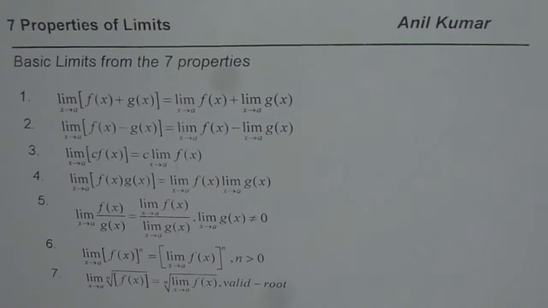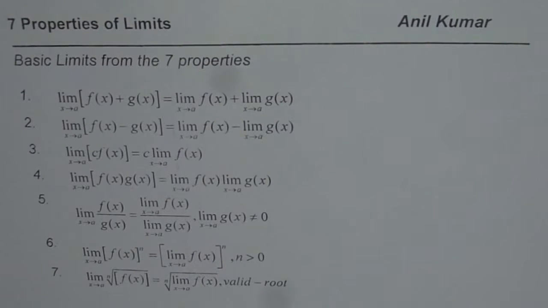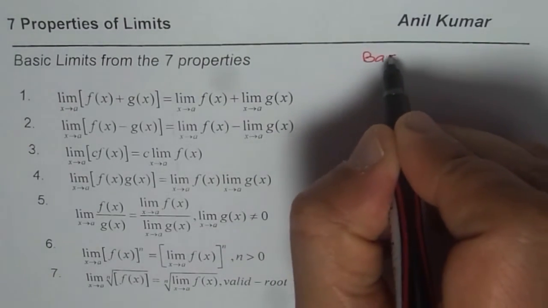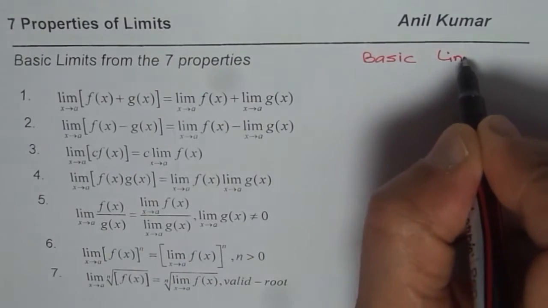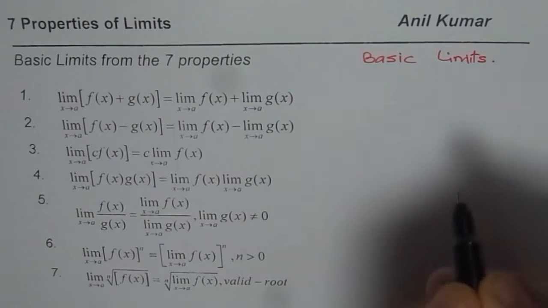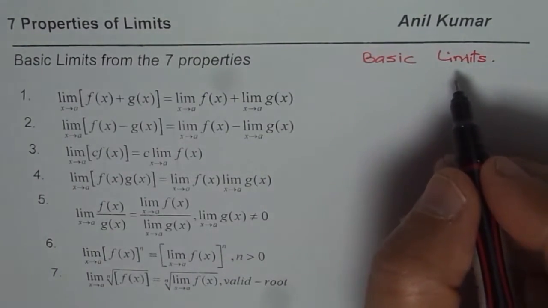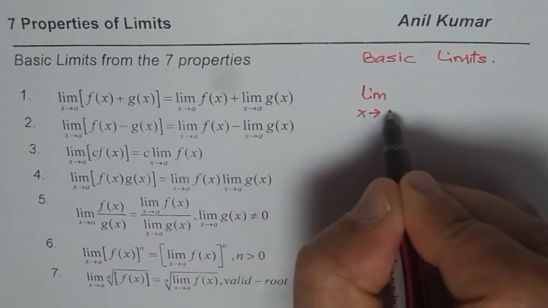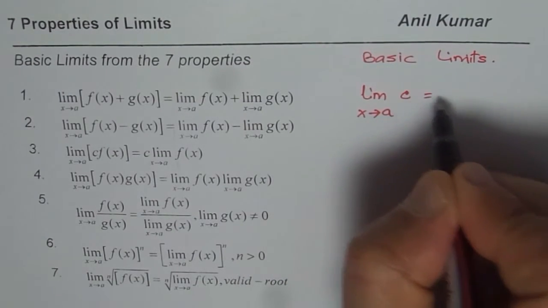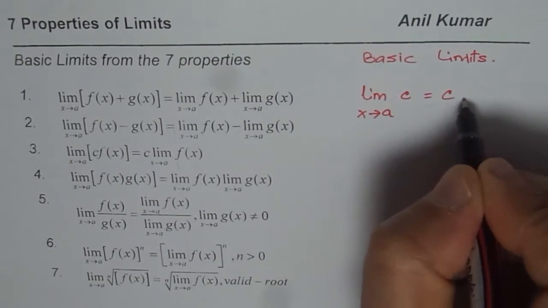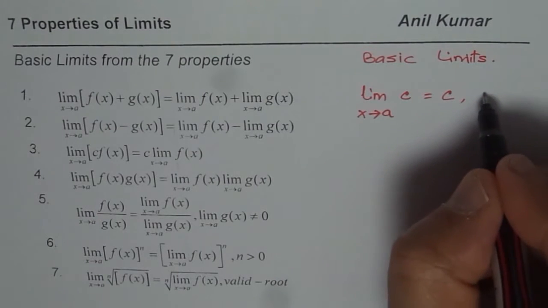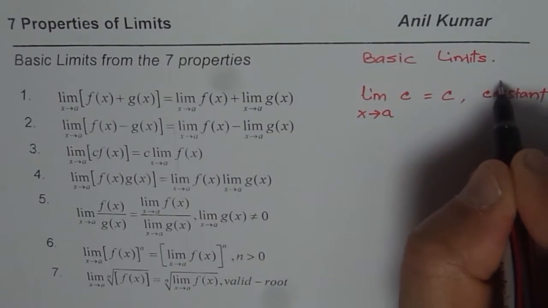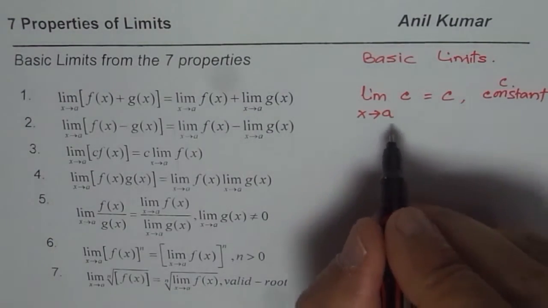I'm Anil Kumar, and in this video, we will combine the 7 properties of limits with our basic limits. I have the basic limits listed separately, as I explained earlier. The first basic limit is for a constant: the limit as x approaches a of a constant c is c, where c is a constant. So we are talking about a constant function c.